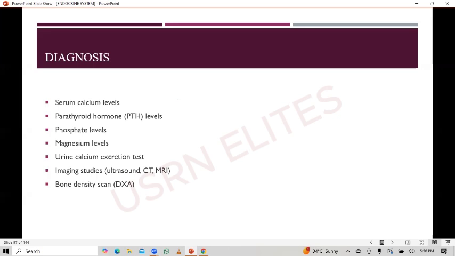Usually in this condition, magnesium levels are low. Since we've not spoken about magnesium levels, can someone help us? What's the normal value for magnesium? 1.5 to 2.5. Very good, that is the normal value for magnesium. Then we can also do a urine calcium excretion test to check for the presence of calcium in the urine, and in this instance too, it's going to be low. Then we can do our imaging studies and our bone density scan as well.